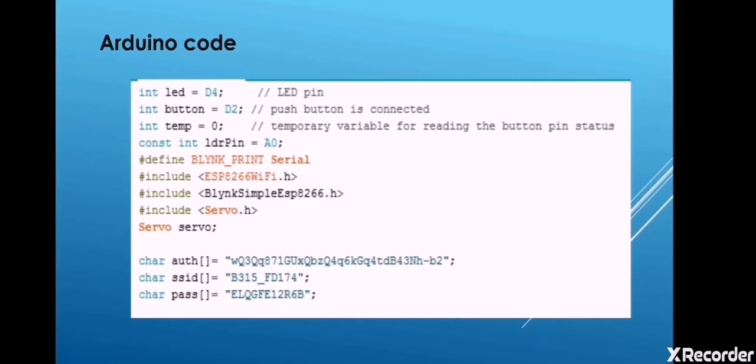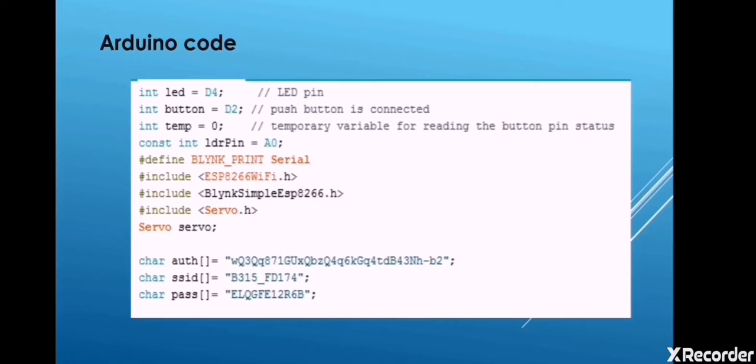So this is my Arduino code, and in my Arduino code I first initialize all the components needed, which is the button, the LED, and the temporary variable for the button pin. I also included the LDR pin. I defined the Blynk print serial and include the ESP8266, which is the Wi-Fi module. I also include the servo.